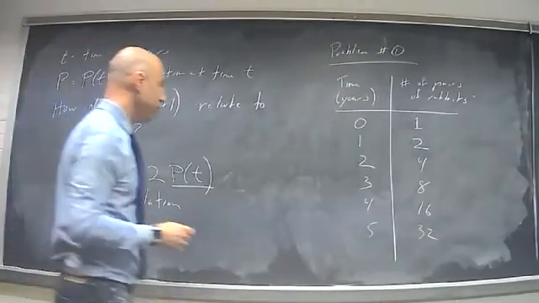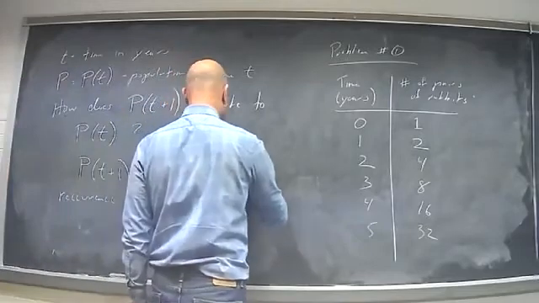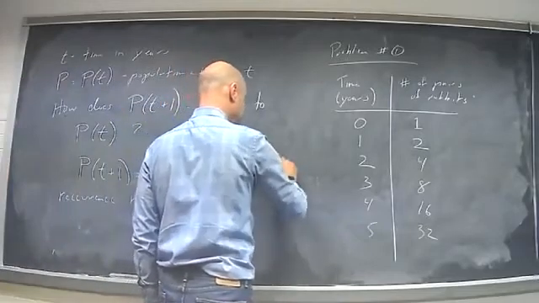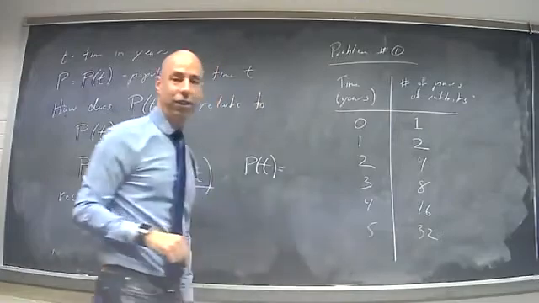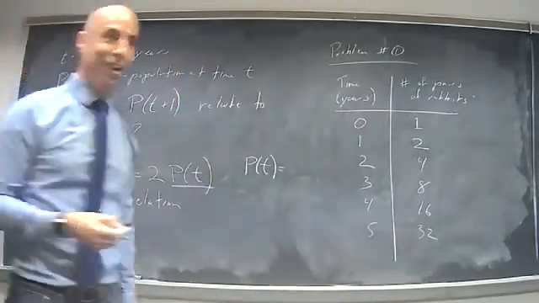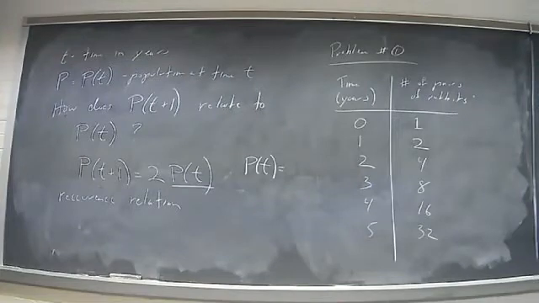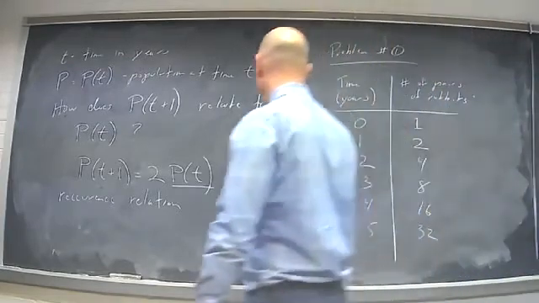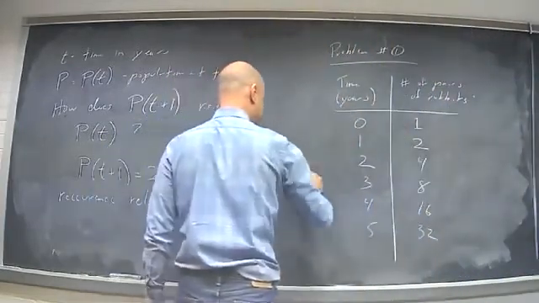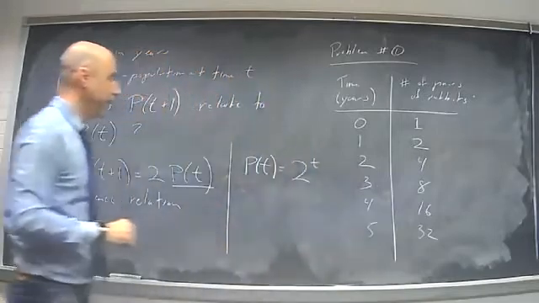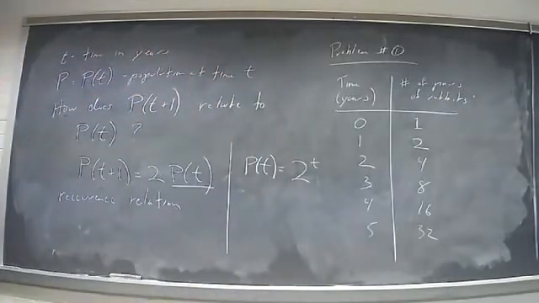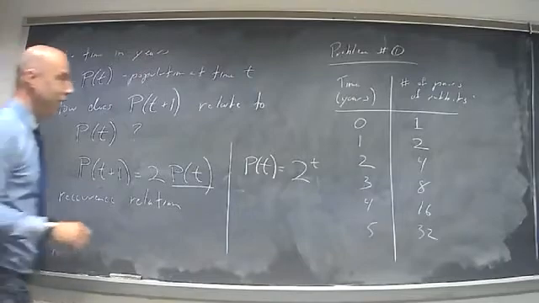Can you give me a formula for P of t using t as a variable? I mean, I'm sure you can. Would you? What might that formula be? 2 to the t. So P of t is just 2 to the t.